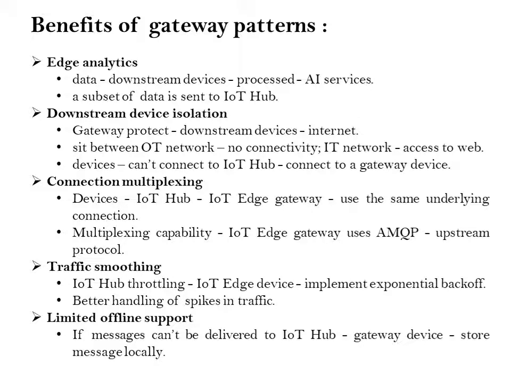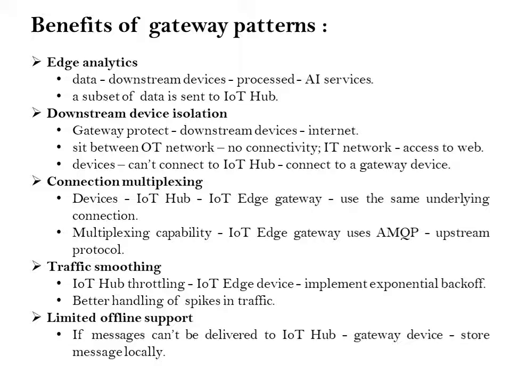Here are the benefits of all the gateway patterns in different use cases. First is Edge Analytics. Here, the data coming from the downstream devices is processed locally using artificial intelligence services, and only a subset of the data is sent to the IoT Hub. Next is downstream device isolation.